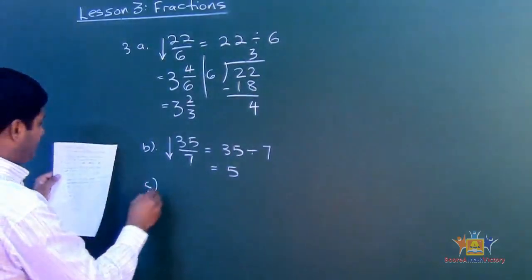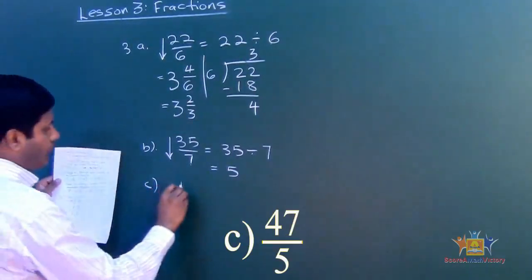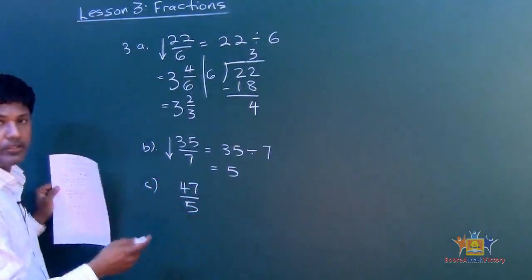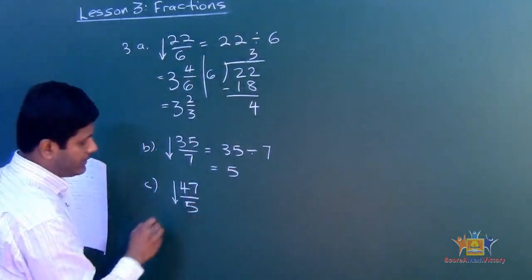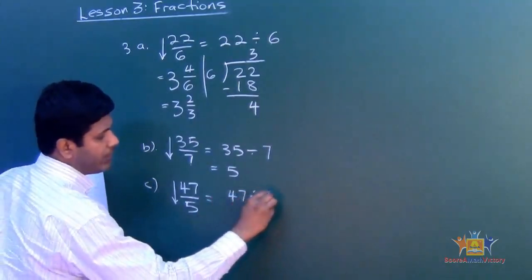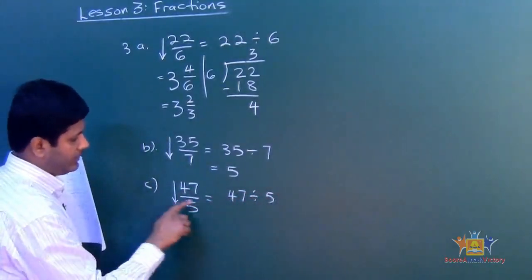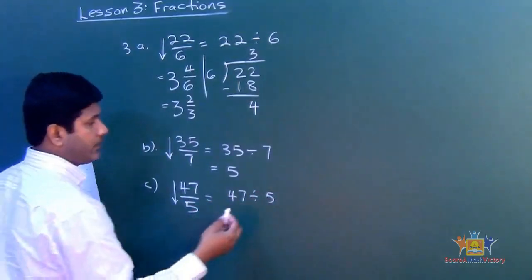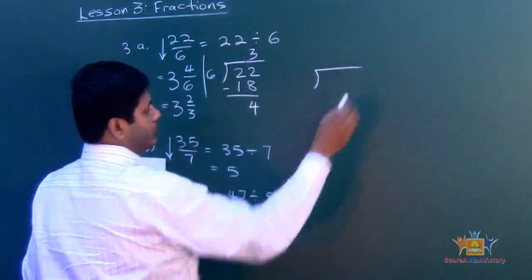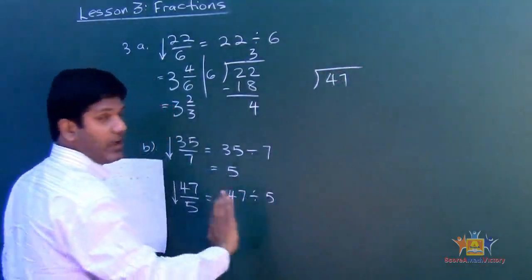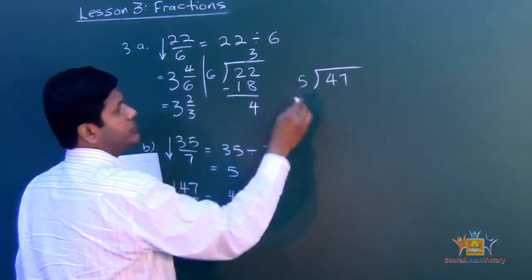Okay, let's look at C. C, you're given 47 over 5. Again, this is an improper fraction. So we're going to use the arrow down method. And we're going to transform them in the form of division. 47 divided by 5. Okay, and we're going to use the long division method, which means we're going to use the cage approach. 47 is kind of into Mr. Mac, I'm going to put inside the cage. 5 is kind of out, I'll put outside the cage.